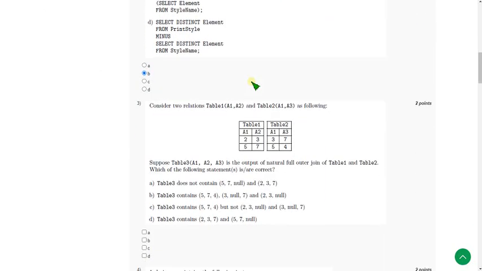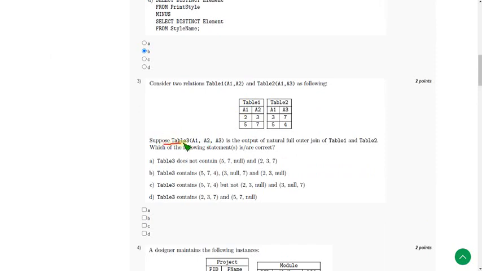And moving on to third question, suppose table 3 having columns A1, A2, A3. What is the output of natural full outer join of table 1 and table 2? So if you look at it, the A1 column is common for both the tables. So in order to join the common column, we have 5 as common. So the probable output could be like this: A1 5, A2 7, A3 4.